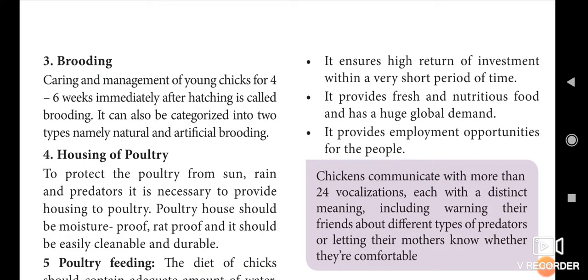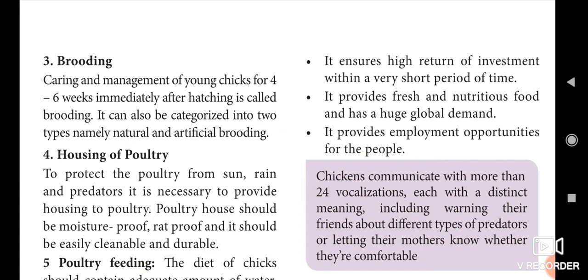What is meant by brooding? Brooding means we have to care for and manage the young chicks for 4 to 6 weeks. So that is called brooding. It can also be categorized into two types: one is natural brooding and the other one is artificial brooding.